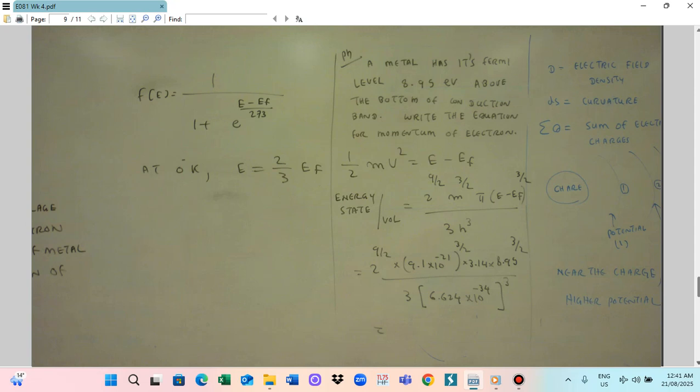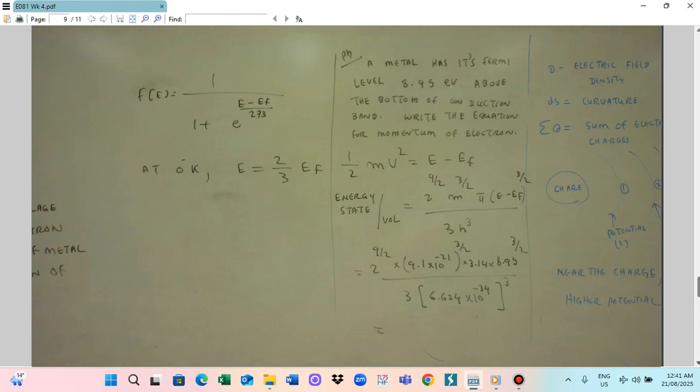So we write down the equation to determine the average energy of the electron in the conduction band at 0 degrees Kelvin. We write down the Fermi function Fe is equal to 1 divided by 1 plus e power (E minus EF) divided by 273. At 0 degrees Kelvin, due to this practical experiment, E is approximately 2 by 3 times EF.